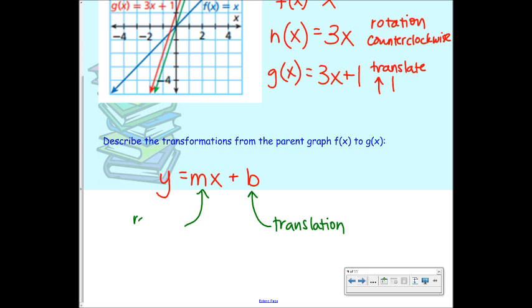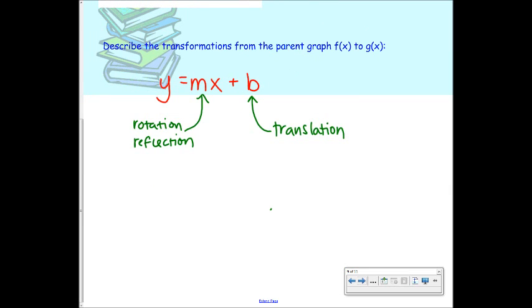Okay, an example of what you might do would be to say if f of x equals x and g of x equals 2x plus 7, tell me all the transformations that happened. So how many transformations are we talking about to get from f of x to g of x?